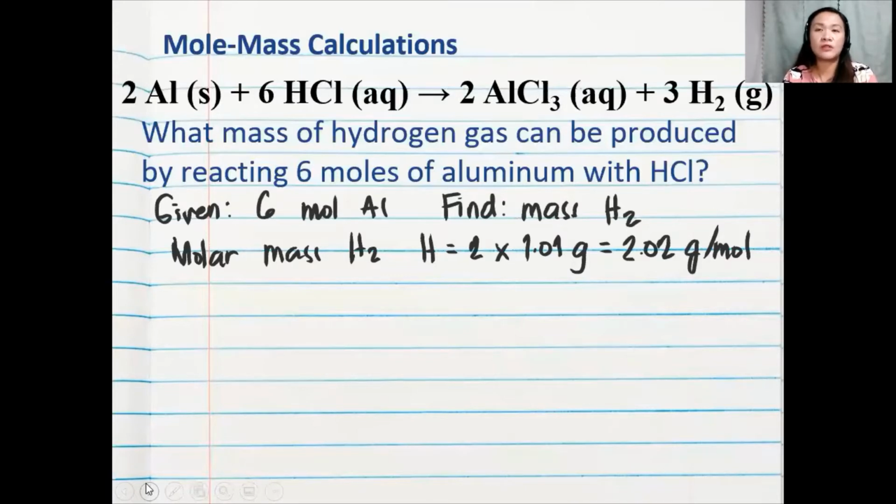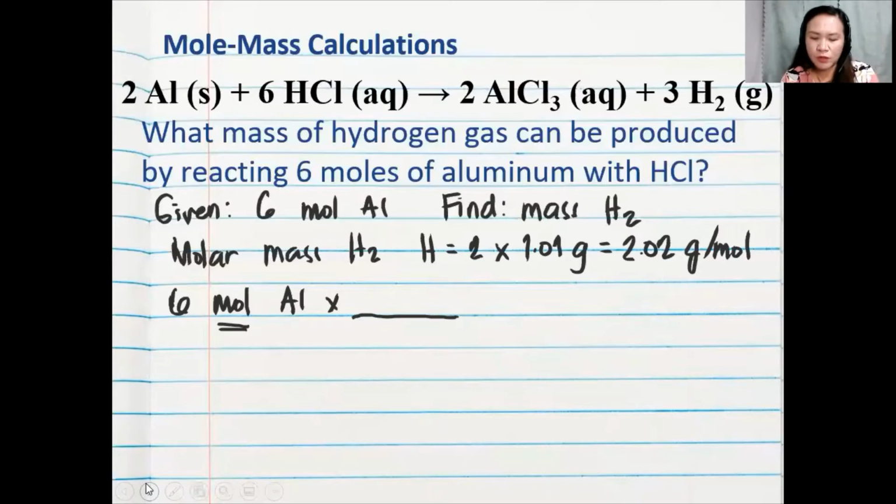Now let's solve for the mass of H2 that will be produced. So we have here the given, which is 6 moles of aluminum. So that's the first thing that we write. After that, since we need to eliminate mole here, then we need to write the mole ratio first.